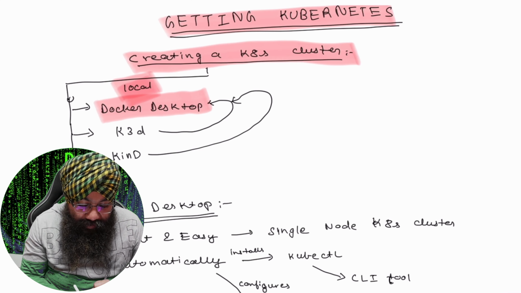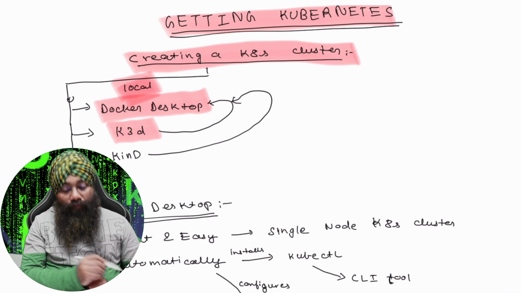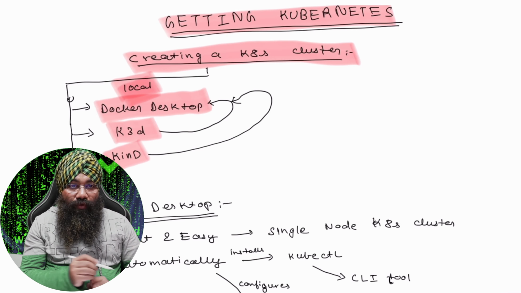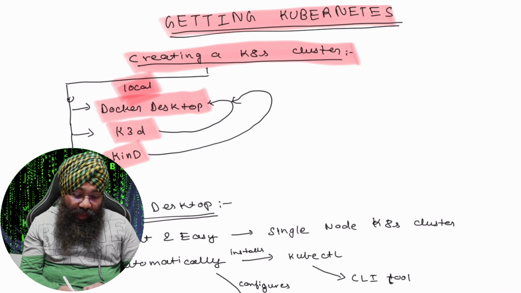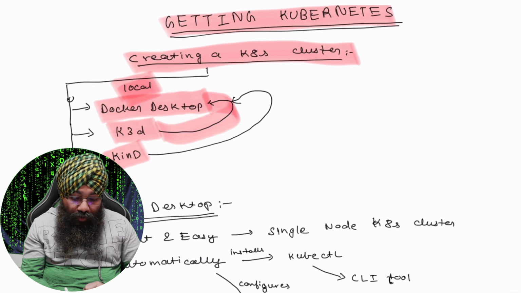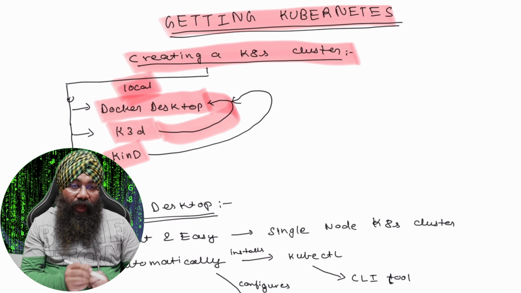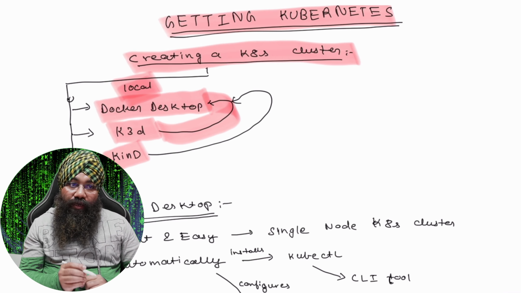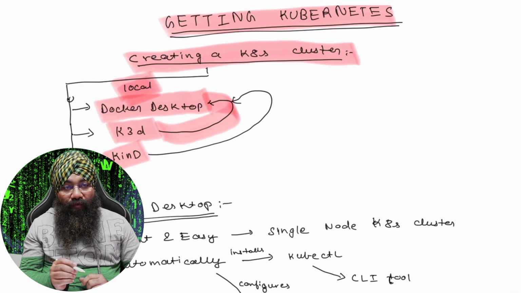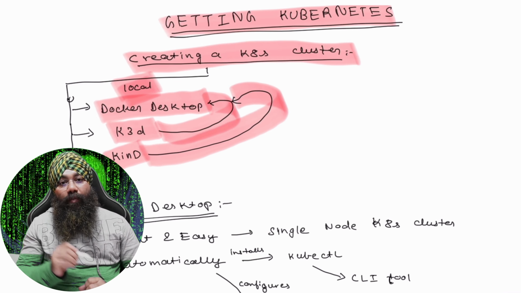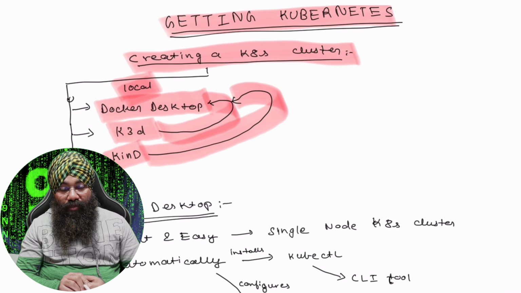Then we need either the K3D CLI tool or the kind CLI tool. So we'll explore these two tools as well, and these two tools also need Docker Desktop. So it is not like if you only install K3D or kind, it is sufficient. Docker Desktop should be present. Along with that, if you have K3D and kind, then you can set up a multi-node cluster on your machine.